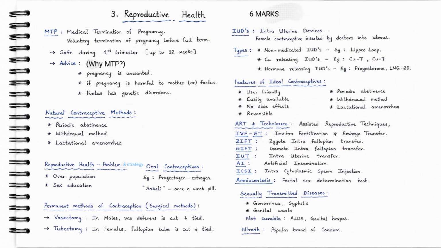For 1 mark, remember the definition of amniocentesis. Also remember some types of sexually transmitted diseases, in short STDs. For the MCQ section, this is important: the STDs that are not curable. Remember these 2 types of STDs, AIDS and genital herpes. Also note that the popular brand of condom is Nirodh.